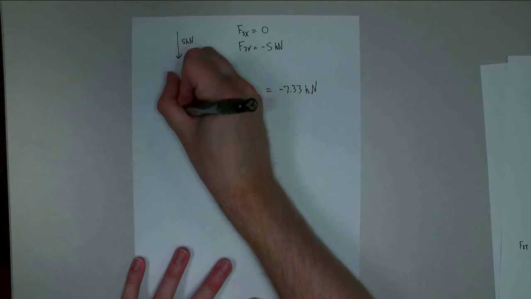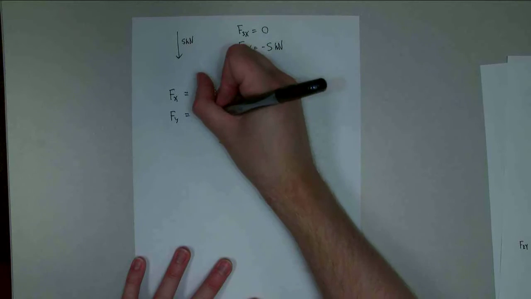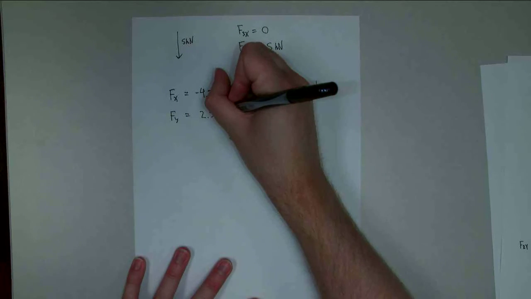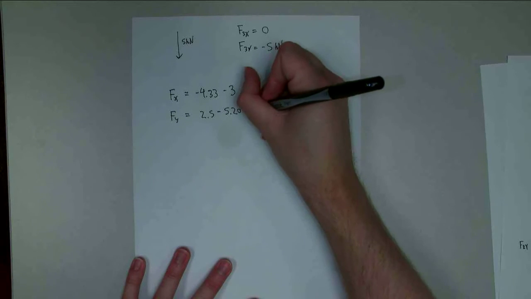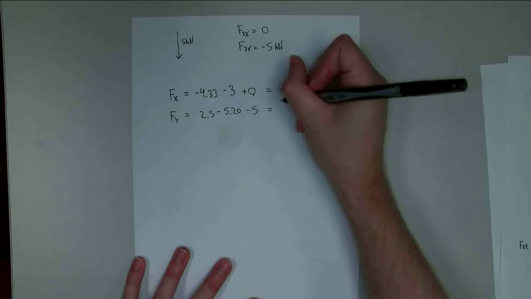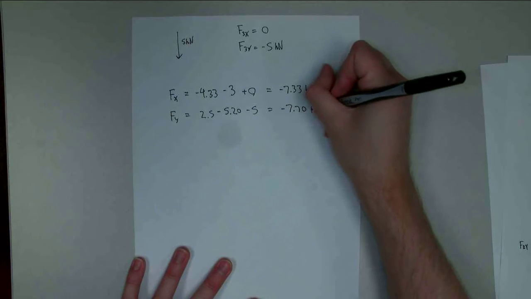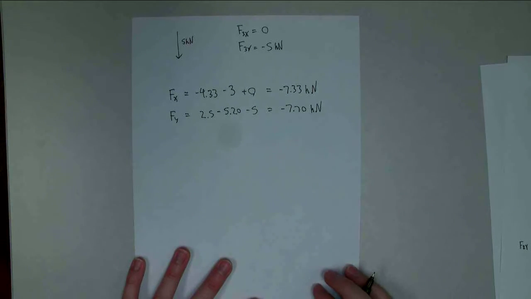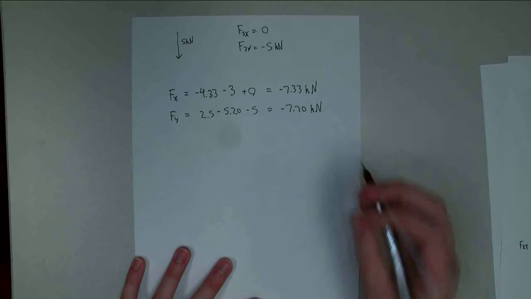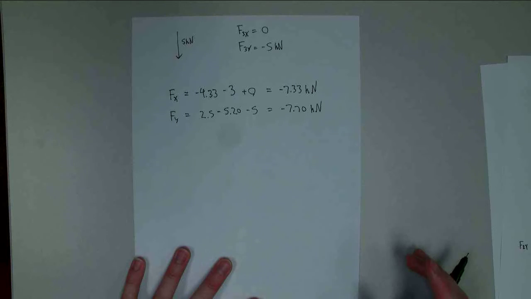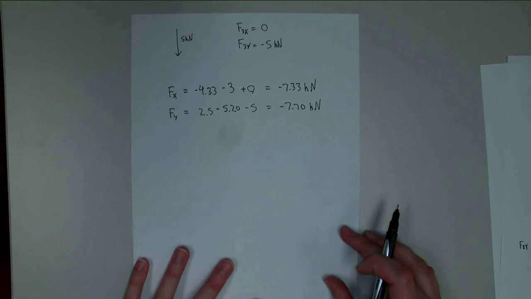Alright, so in the y direction, I just add up all my y components. That is going to be positive 2.5 minus 5.20 minus 5, and that sum is negative 7.70 kilonewtons. Alright, so this is the x component and the y component of my sum. Now I need to figure out the overall magnitude and the direction.